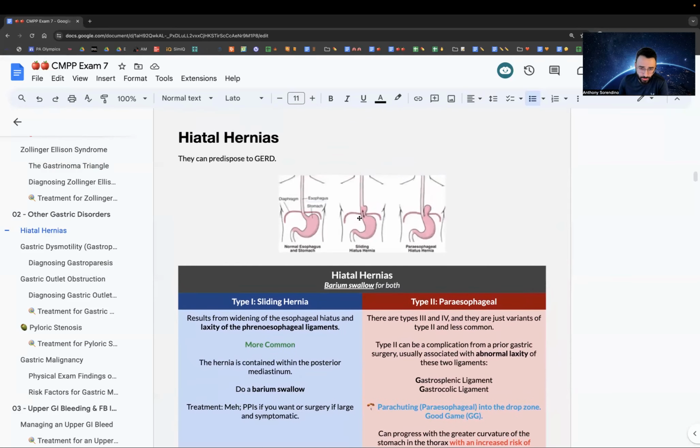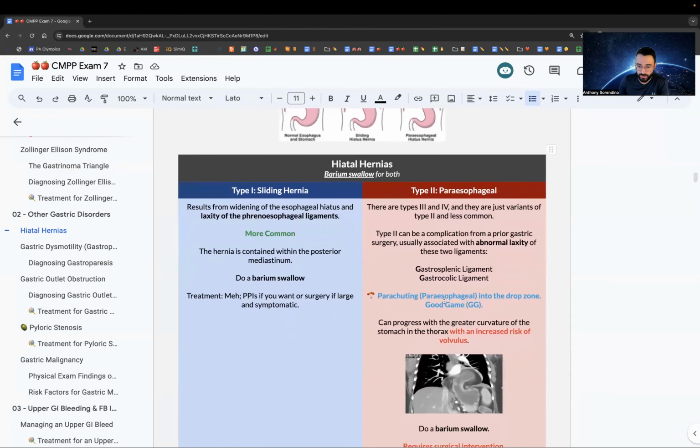So I think of paraesophageal like parachuting into a drop zone of a video game, and you just say good game. So para, GG, it's those two G ligaments, gastrosplenic and gastrocolic, that have to do with this type of hernia. And you can see the picture is actually pretty important here. Sliding, like the whole thing just kind of balloons out. Paraesophageal, para next to the esophagus, it balloons next to it. So looking at that picture, just so you can see what that looks like.